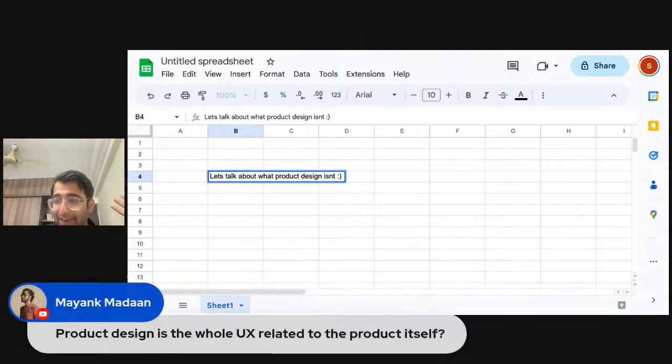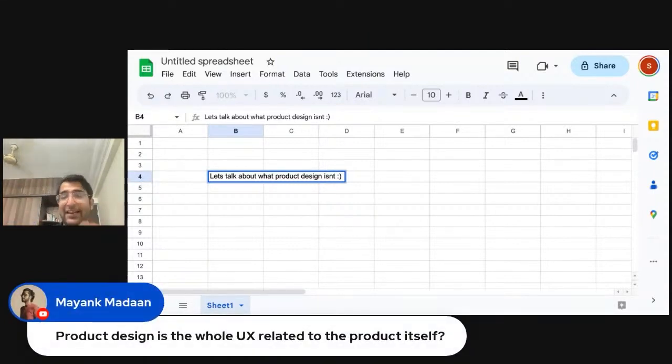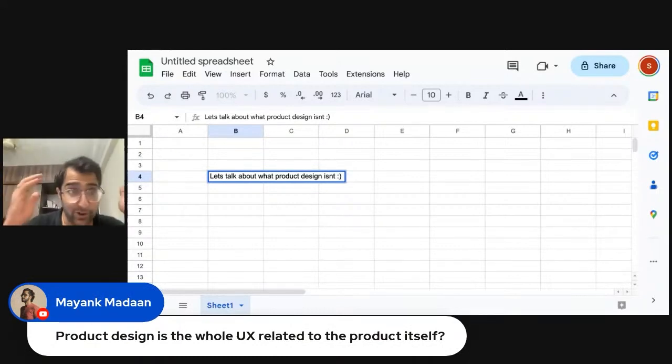ठीक है. The product design is the whole UX related to the product itself. Okay. So सबसे पहले तो हम ये डिसाइड करते हैं कि फर्स्ट प्रिंसिपल थिंकिंग क्या होती है. व्हाट इज फर्स्ट प्रिंसिपल थिंकिंग? देन विल टॉक अबाउट व्हाट इज प्रोडक्ट थिंकिंग, देन विल टॉक अबाउट व्हाट इज डिजाइन थिंकिंग.